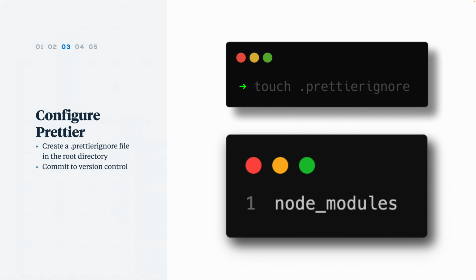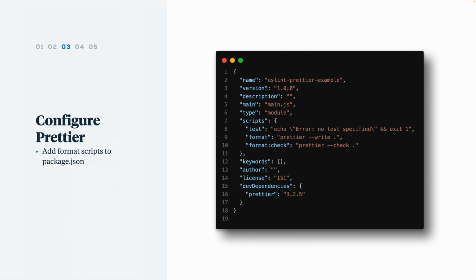We'll also want to create a .prettyignore file at the root of our project. This file tells Prettier which files or folders should not be formatted. Now let's add a format script to our package.json file we created earlier. This will act as a convenient shortcut to run Prettier from the command line.